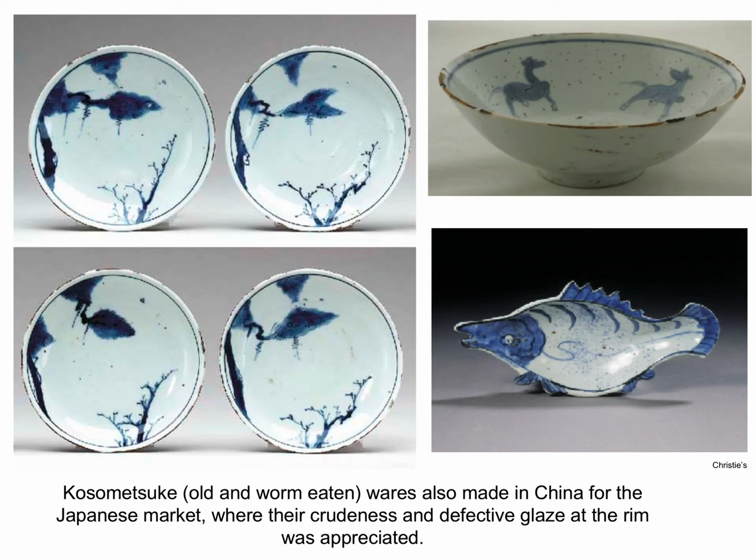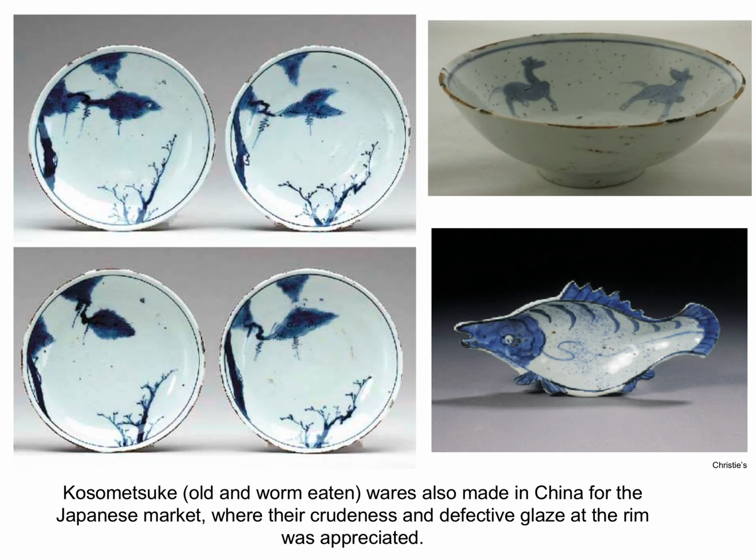Another type of Chinese ware that was highly praised in the Japanese market is what we call kosometsuke, which means old and worm-eaten. Because of the way the ware were made, the glaze would crawl at the edges and create defects in that part of the work.